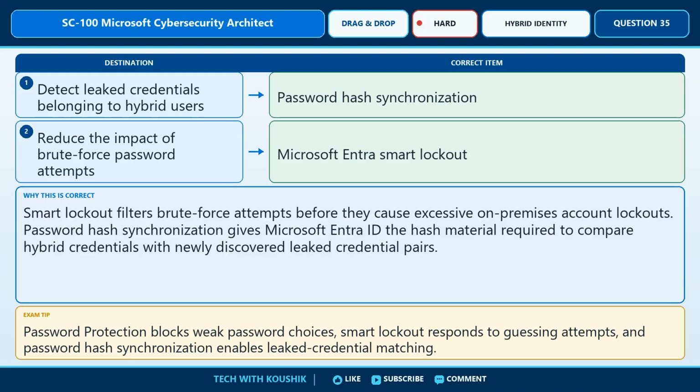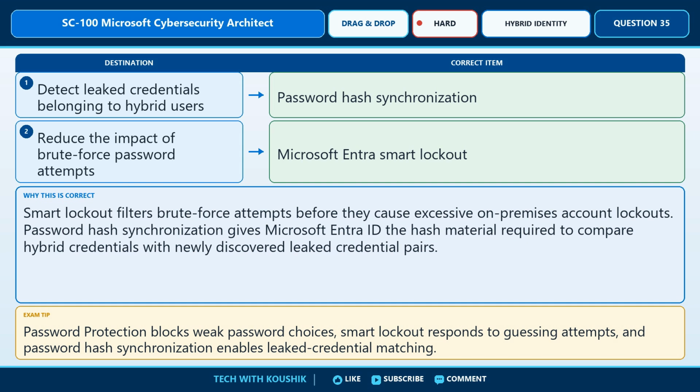The first correct mapping is password hash synchronization, mapped to detect leaked credentials belonging to hybrid users. The second correct mapping is Microsoft Entra Smart Lockout, mapped to reduce the impact of brute force password attempts. Here's why. Smart Lockout filters brute force attempts before they cause excessive on-premises account lockouts.